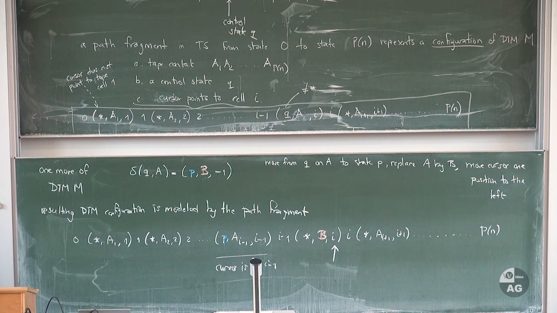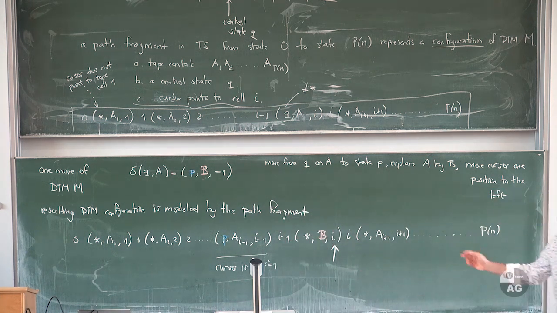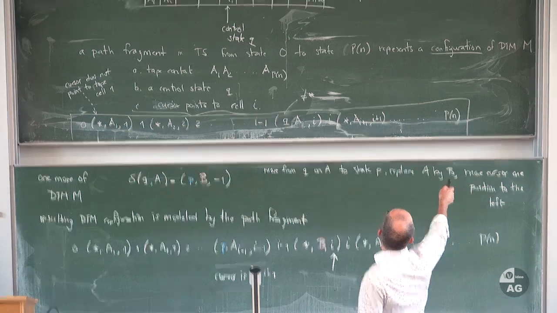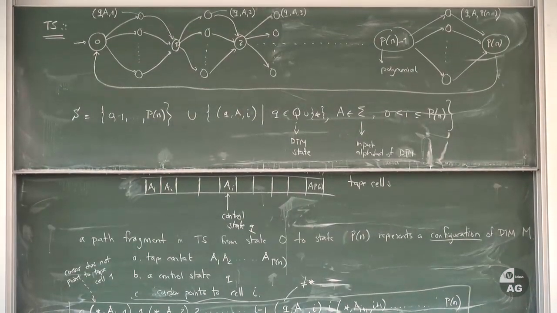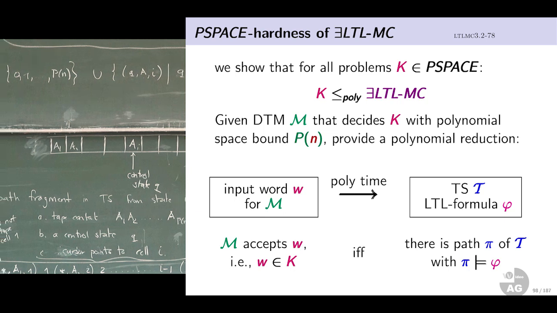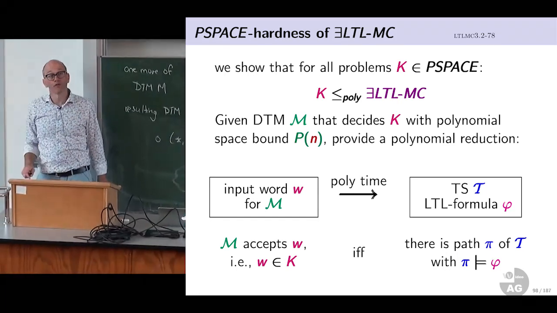What is missing yet? Does somebody have a clue what is missing? Where is the input word? It's not there yet. The only thing that I use so far is the size, namely P of n. I only use the fact that I have this polynomial space thing. I didn't use the input word yet. And this is what we're going to capture in the LTL formula. So far we have seen what the transition system looks like, and now we have to see what the formula looks like.